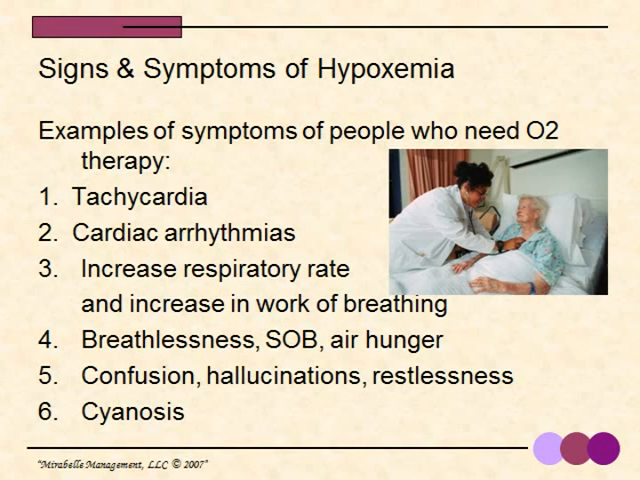A few examples of signs or symptoms of people who need oxygen therapy could be: number 1, tachycardia, which is a rapid heartbeat. Number 2, cardiac arrhythmias. They may have an increased respiratory rate and increase in the work of actual breathing. There may be breathlessness, being short of breath, kind of an air hunger. You may see signs of confusion, hallucinations, restlessness. This is all from not getting enough oxygen to the brain. And cyanosis, which is kind of a bluish tinge to your fingertips, your lips, and your toes.